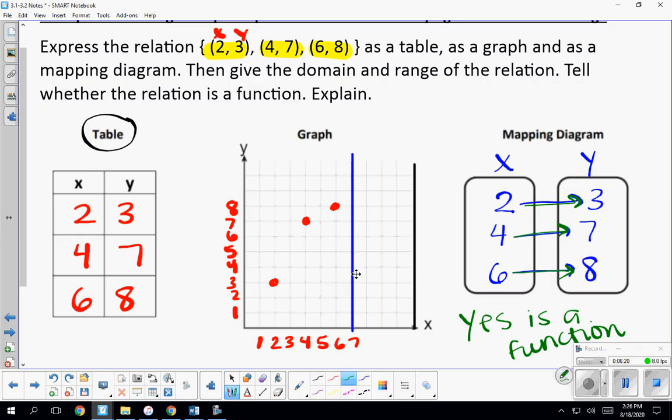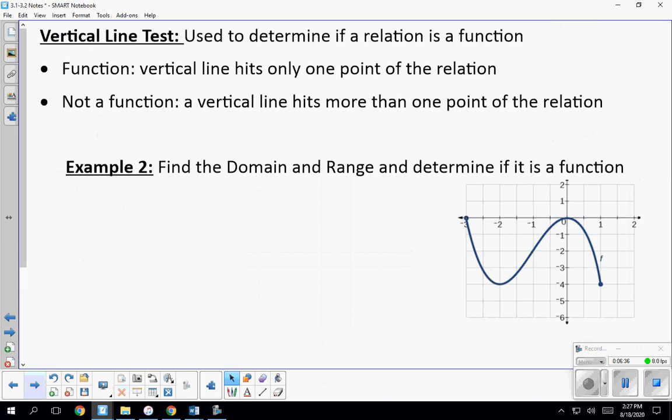If I were to have another ordered pair, let's say down here, now this is not a function because even though it crosses those guys once, it crosses those twice. That would mean it is not a function. But as it's written, it is a function. And so here we just have it written down. A vertical line test is used to determine if a relation is a function. If the vertical line hits only one point, then it is a function. If it hits more than one point, then it is not a function.